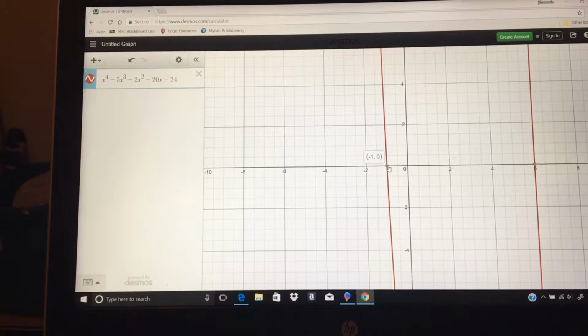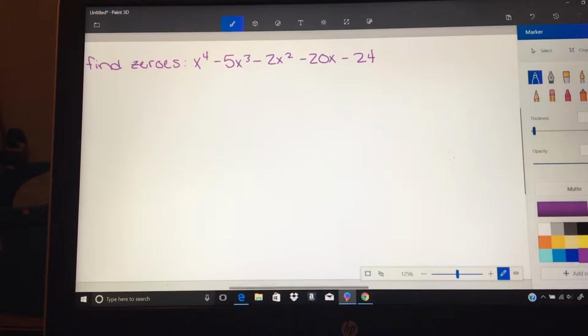So what we're going to do is go back to our function, and we're going to divide out one of those zeros. And it doesn't matter which one you start with. So we're going to start with 6. We're going to come over here, do a 6 and use synthetic division. So we have a 1, -5, -2, -20, and -24. We're going to set up our synthetic division here.